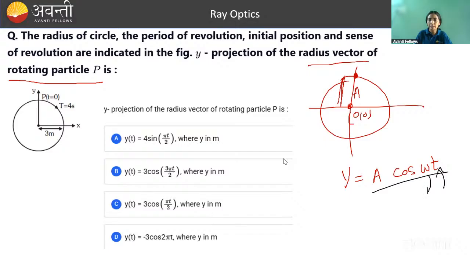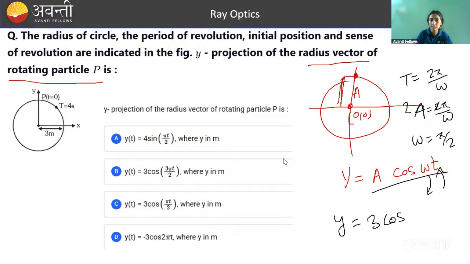Now we need to put the value of omega. T equal to how much here? 2 pi by omega. So time period is given 4 seconds. 2 pi by omega 2. Omega will become how much? It will become pi by 2. So omega here is your pi by 2 t, and a ka value is given as how much? 3 meter. So y will be 3 cos omega value how much? Pi by 2 t. ठीक है? So this answer should be C. Done it?